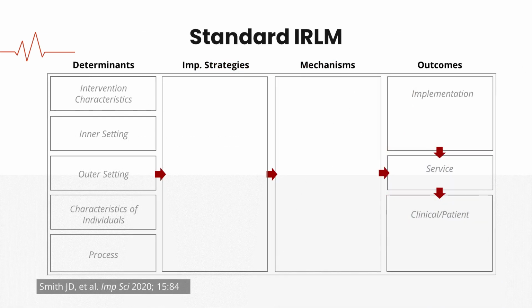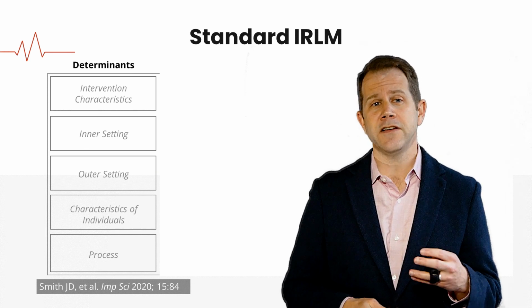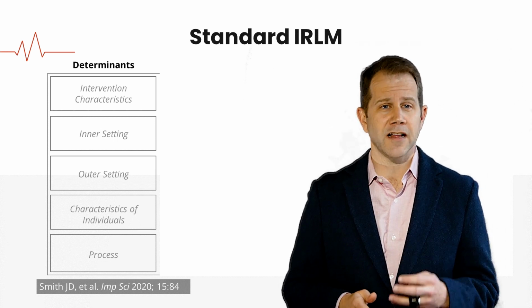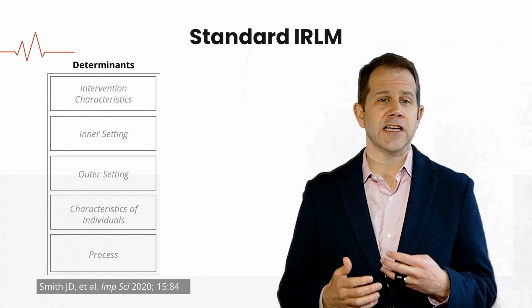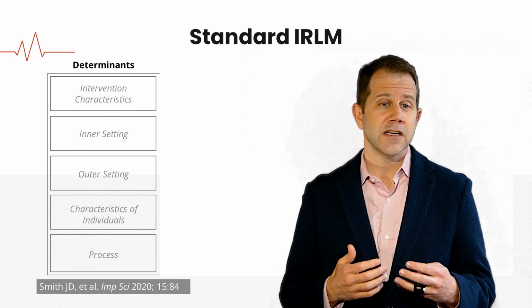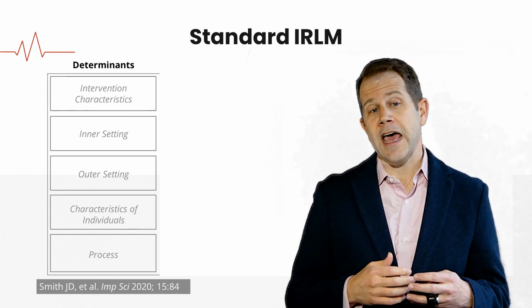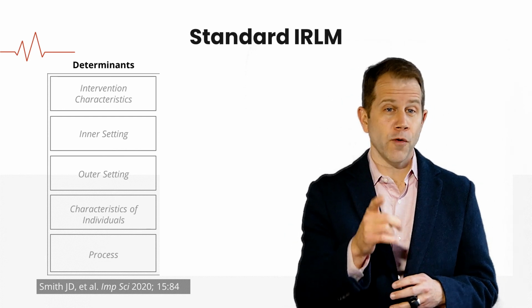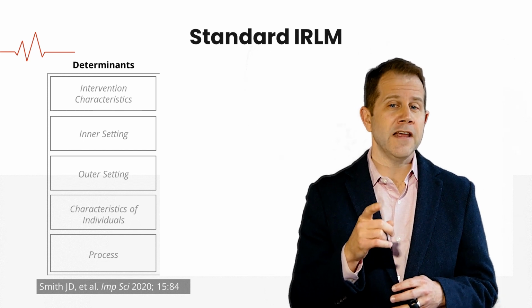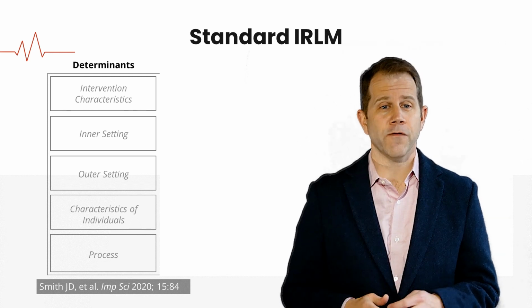So this is the standard implementation research logic model, starting with the determinants on the left-hand panel. And you can notice that the key determinants line up with the consolidated framework for implementation research. So these would be things like intervention characteristics or innovation characteristics, the inner and outer setting, the characteristics of the individuals, and then the process of implementation. So I want you to stop right here and think about, for your project, what will be the determinants that influence the intervention characteristics or innovation, and so on and so forth.